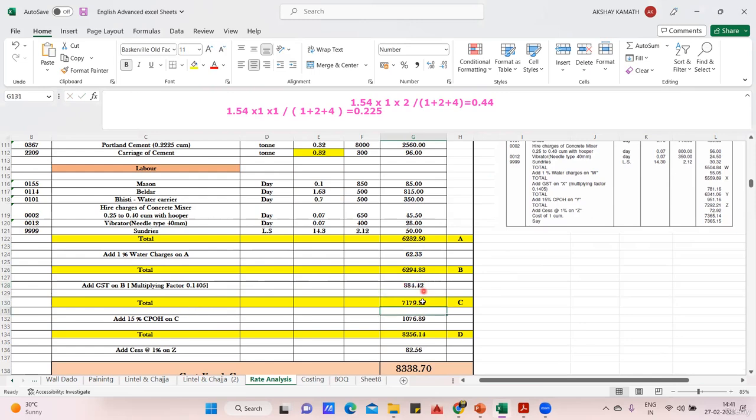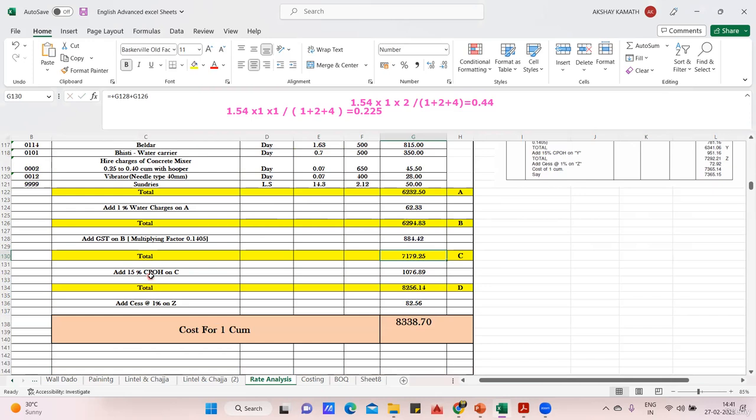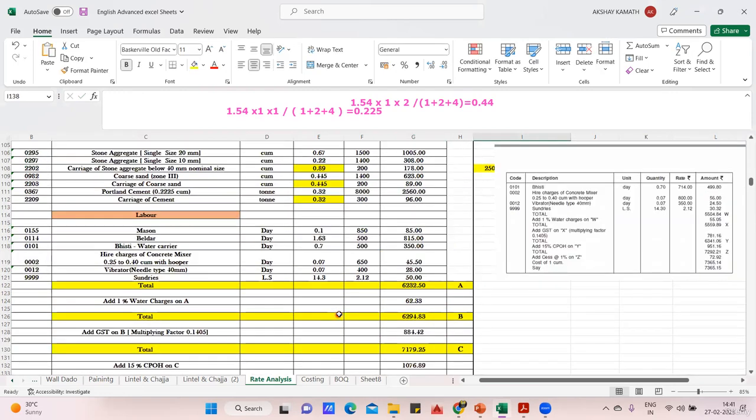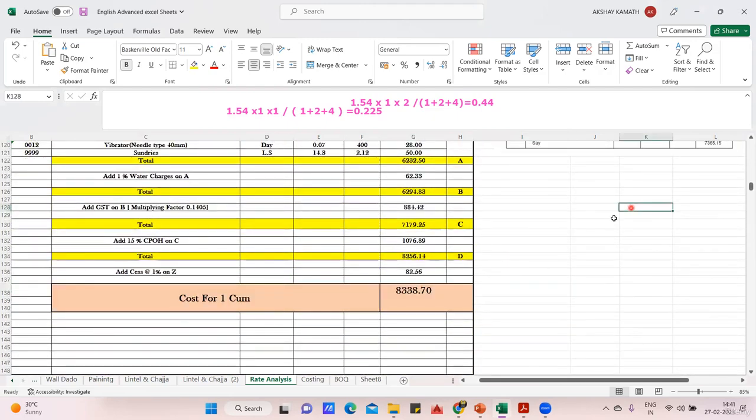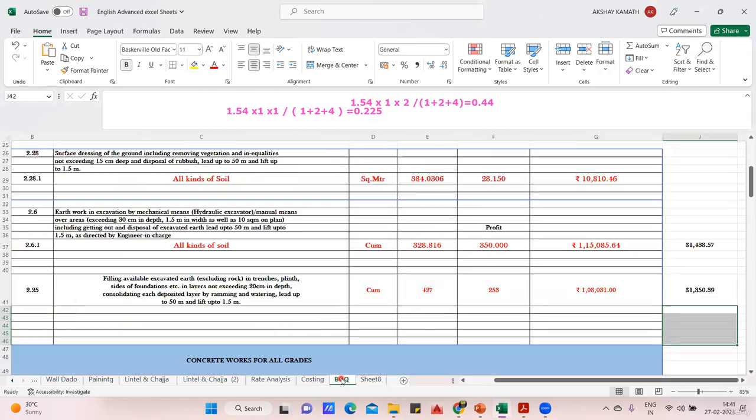So total will be 6294 plus 884. After that, I'll add 15% contractor profit and overhead cost on this. So it will be 1076. So the total will be 7179 plus 1076, which is 8256. And I'll add 1% cess on that. So it will be 82.56. And total, if I do 8256.14 plus 82.56, will give me this much. So this is the cost for 1 cubic meter. If I want to do 1 cubic meter of the PCC work, according to my rate analysis, the rate is 8338.